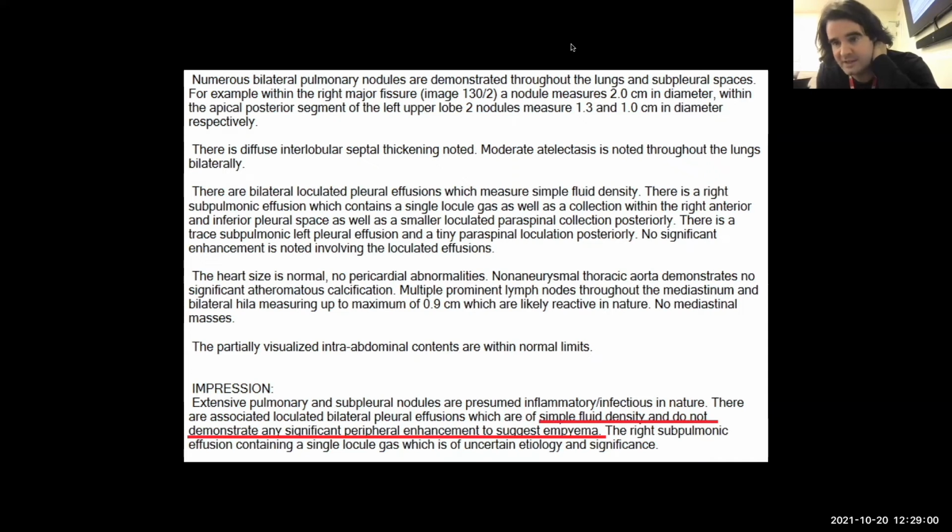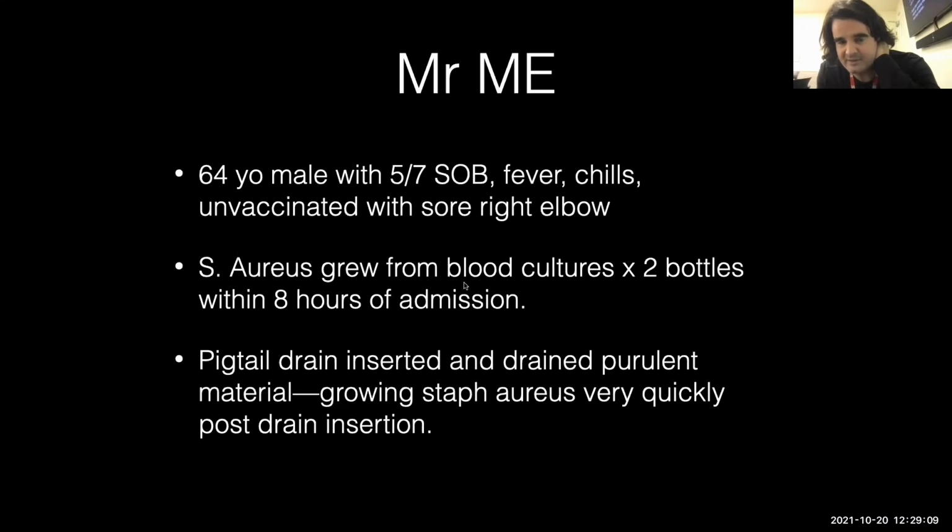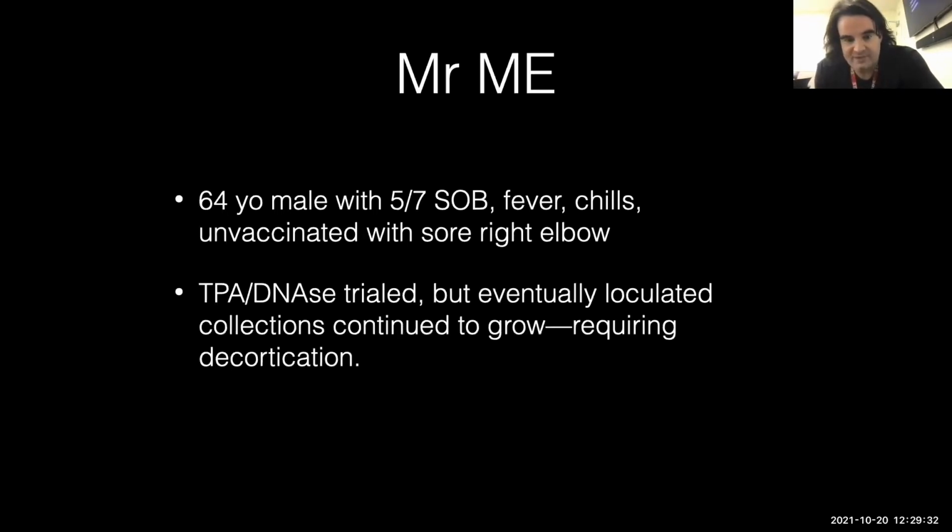So the thought was this is unlikely to be empyema, which again I thought was a bit strange given the findings plus the pretest probability in this gentleman. Nonetheless, the guy grew Staph aureus from his cultures in both bottles within 8 hours of admission. So eventually, a pigtail was inserted. He drained purulent material, and it's pretty nasty. Low pH, frankly infected. So TPA and DNase was used.